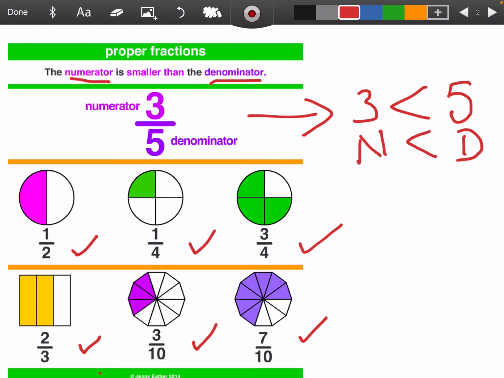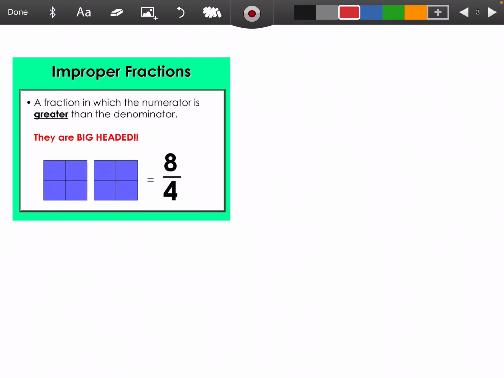Next time whenever you see a fraction, you should be able to tell if it is a proper fraction or not, looking at the numerator and the denominator. So let's move on to the next type of fraction. This fraction is improper fraction. Now what is an improper fraction? A fraction in which the numerator is greater than the denominator.